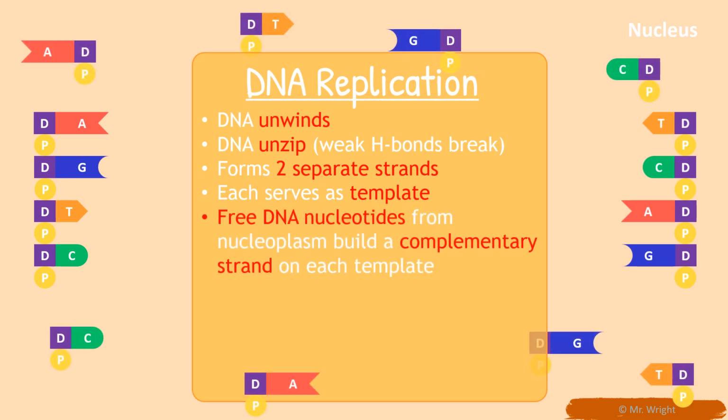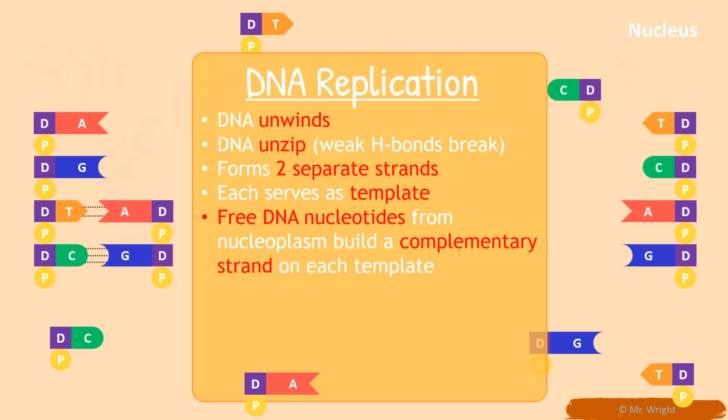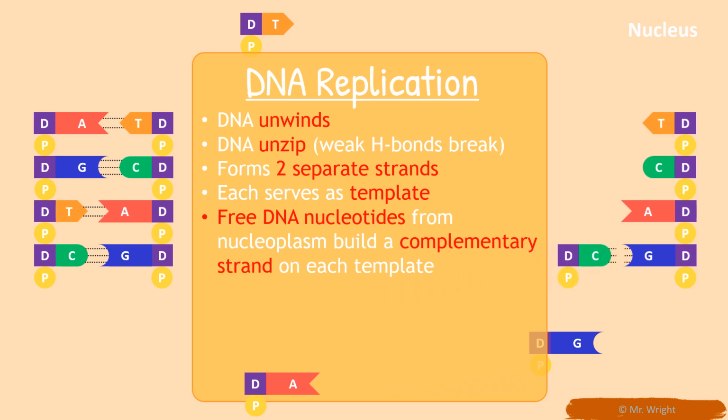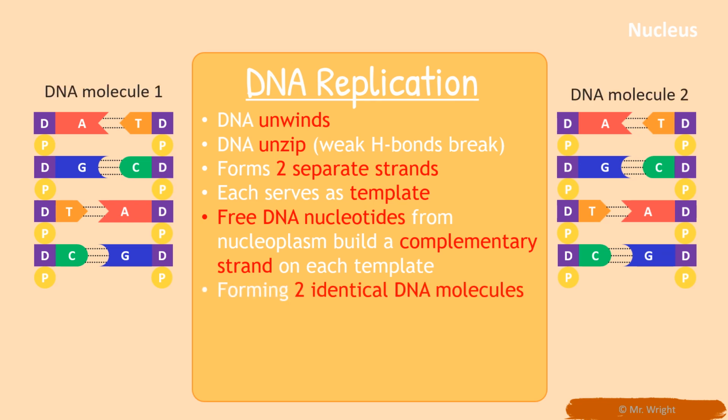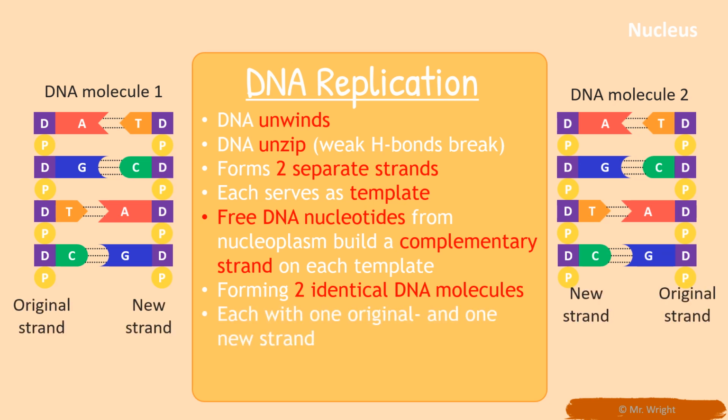Free DNA nucleotides from the nucleoplasm will then bind with complementary bases on each of the template strands, resulting in two complementary strands forming on each template. So adenine binds with thymine and guanine binds with cytosine. This then forms two identical DNA molecules, each of which has one original strand and one new strand. If you compare the two molecules at the end, you will see that they are exactly identical.